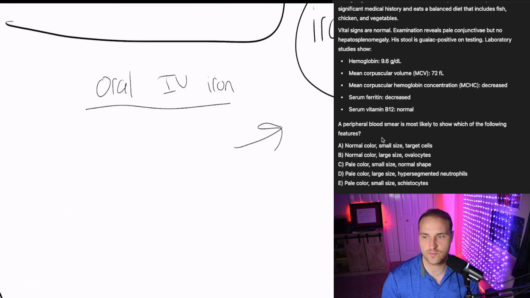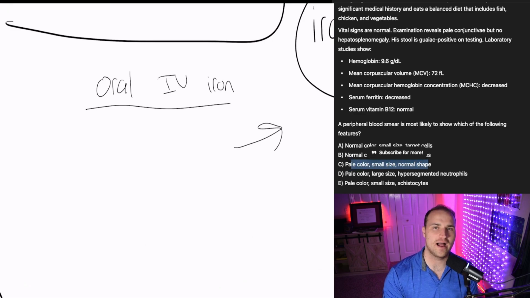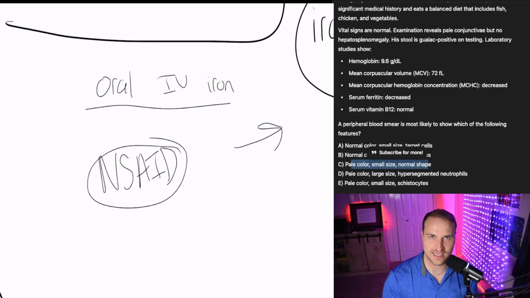Okay, so by now we probably can tell that the answer is going to be pale, small, and normal shaped. But we still need to know why. And so this dude is a runner, and what is he using chronically? He's using NSAIDs, okay, David Goggins. And that can cause occult gastrointestinal bleeding. Ding, ding. That's the mechanism that you need to know.